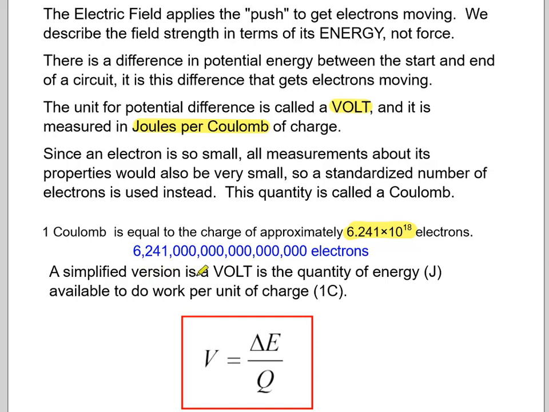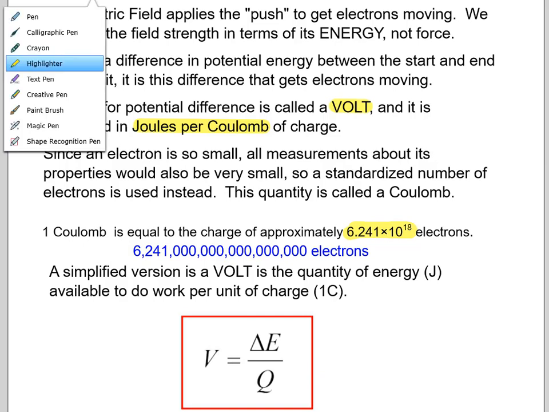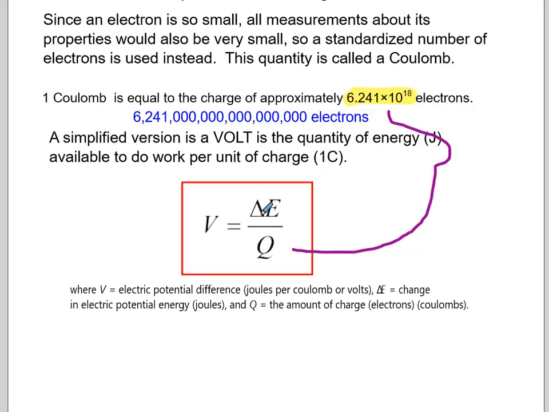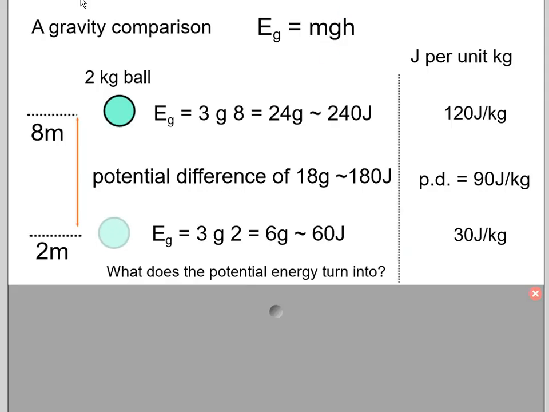Okay, so a simplified version is a volt. Is the quantity of joules available to do work per unit of charge. Okay, so this is our energy on top. This is our Q. I'll make sure I draw a little arrow there. Q is our charge, usually measured in coulombs. Okay, so this is energy available per electron or per coulomb of charge. Okay, so that's a new topic. This is the strangest of all the topics, but it'll start to make sense when you see how it's worked in a problem. So let's have a quick look.